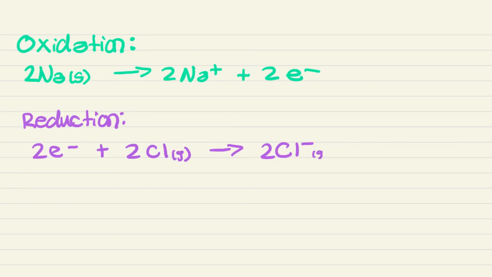Notice that the number of electrons on the product side of the oxidation reaction equals the number of electrons on the reactant side of the reduction reaction.